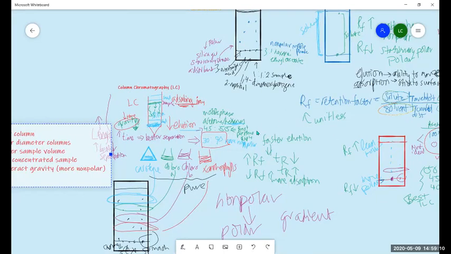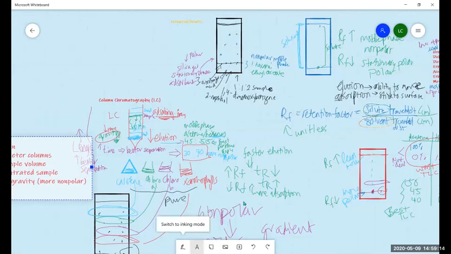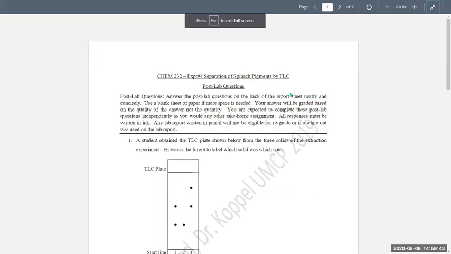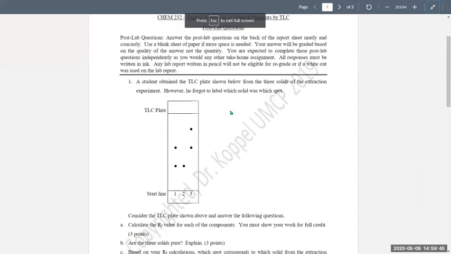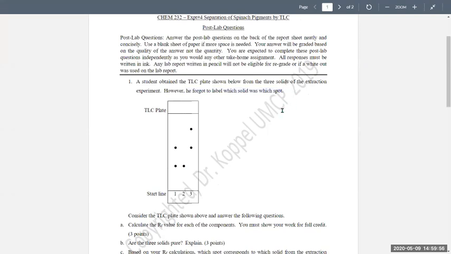And then I'm gonna talk slightly about the post-lab questions. Okay, so you can see here's the post-lab questions. So it says a student obtained the TLC plate below from the 3 solids of the extraction experiment. However, he forgot to label which solid was which spot.